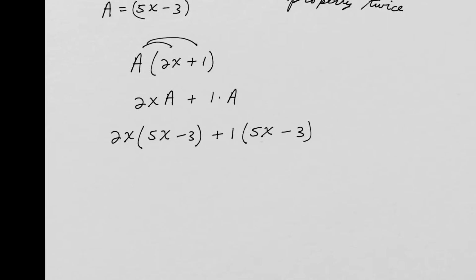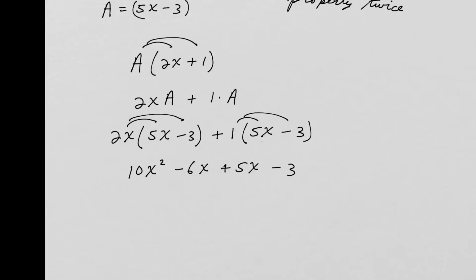So now I can use the distributive property again, right? I can distribute in the 2x. So 2x times 5x, well, I multiply the coefficients, that's going to be 10. And then x times x is x squared. 2x times negative 3 is negative 6, and I still have an x there. 1 times 5x is just 5x. And then 1 times negative 3 is negative 3. So I distributed in the 1, which really doesn't do anything, right?